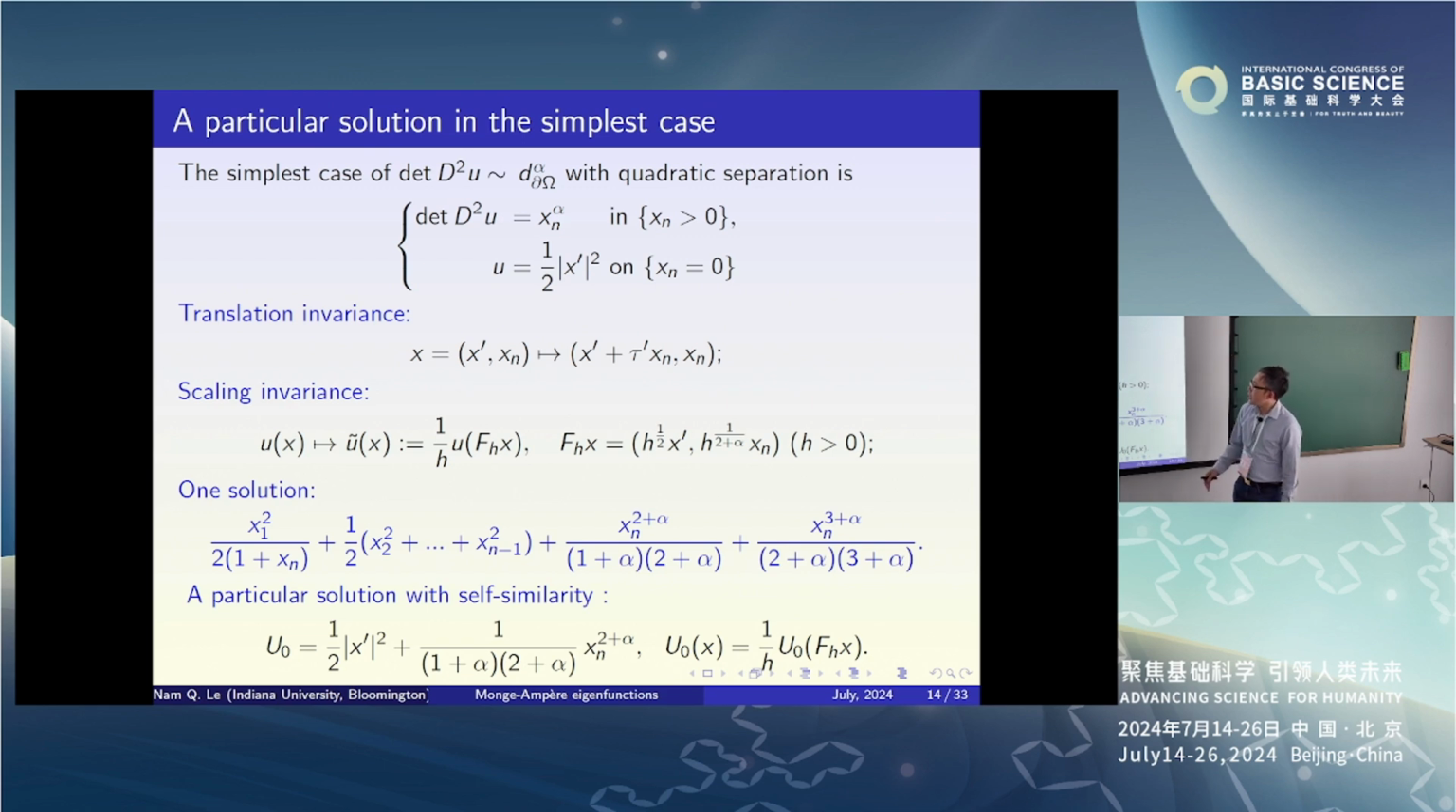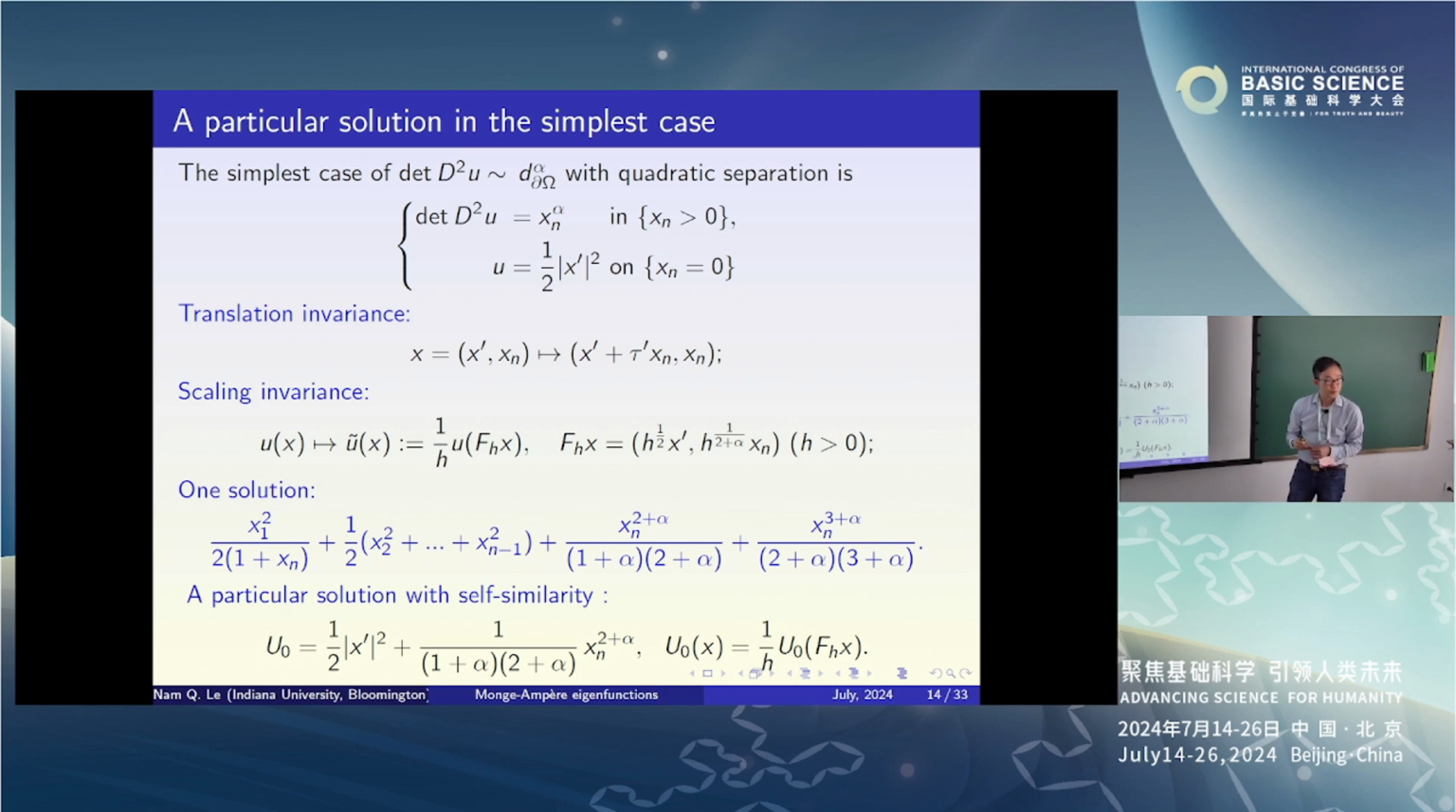If we look at this equation, there are at least two invariances. One is the translation invariance: we keep x_n intact, but we slide the first n minus 1 coordinates by some vector tau prime times x_n, where tau prime is a vector in R^(n-1). Then we still have a solution. On the other hand, if u is a solution and we rescale to u tilde by this formula, then u tilde also satisfies this equation. The way we rescale is with the map F_h: the first n minus 1 coordinates are scaled homogeneously by the factor h to the power 1/2, but the last coordinate we scale differently from the first n minus 1 coordinates. So we have a different scaling, and I will mention the implication of the different scaling in different coordinates later on.